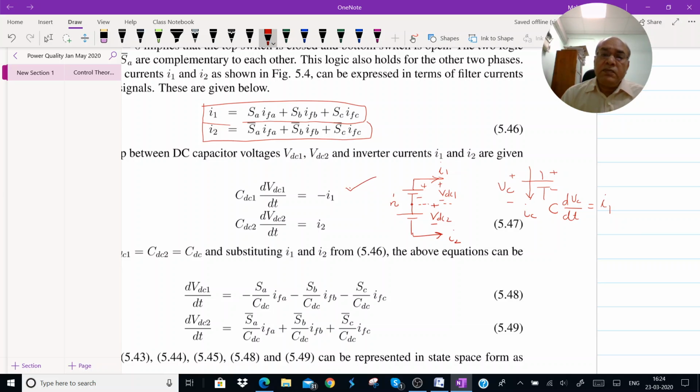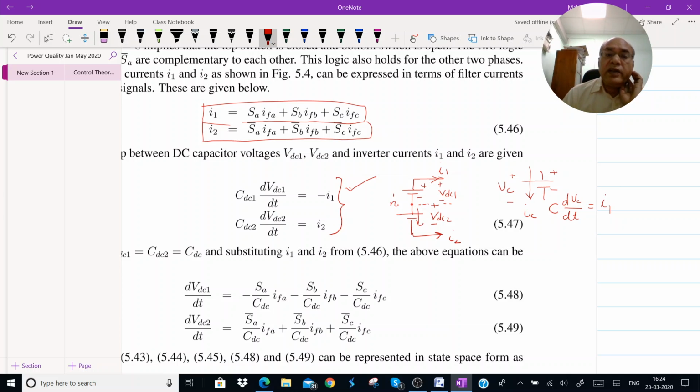Okay. Similarly, for the other one, the direction is opposite. This is I2, plus to minus, and therefore it is positive I2. So therefore we can write CDC2 into dVDC2 by dt equals I2. Okay, so these are the two sets of equations.